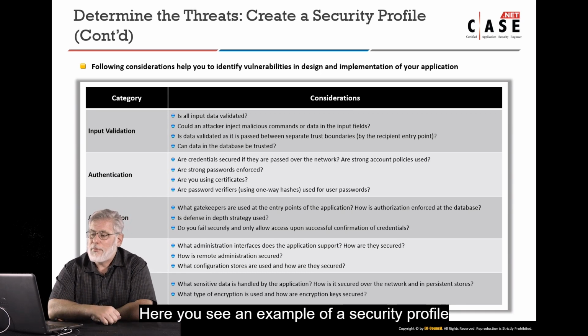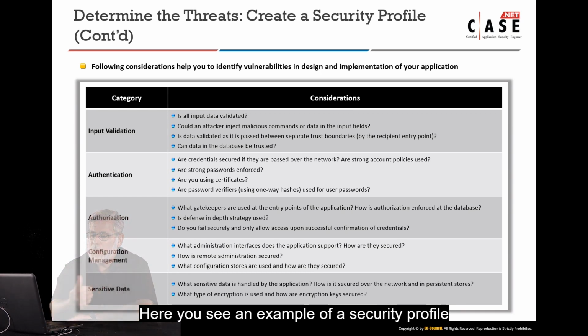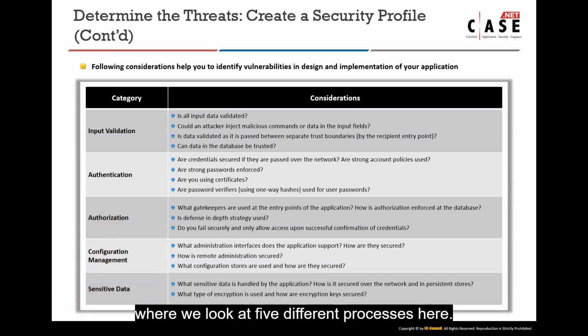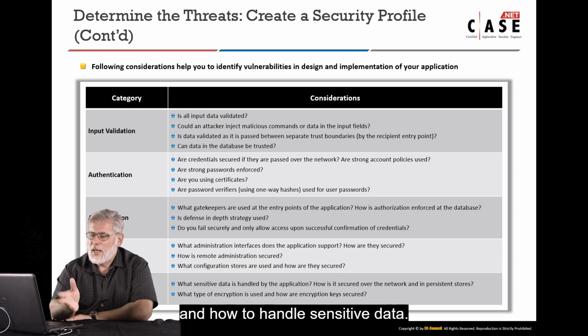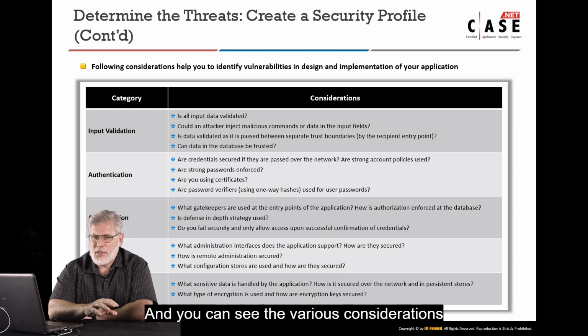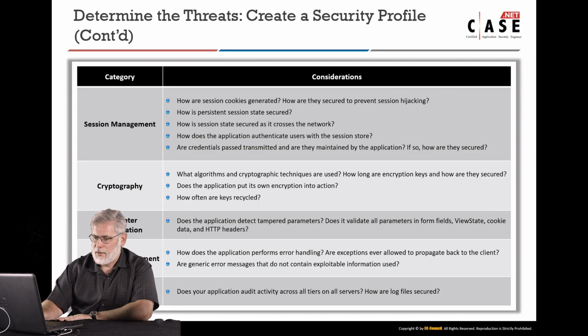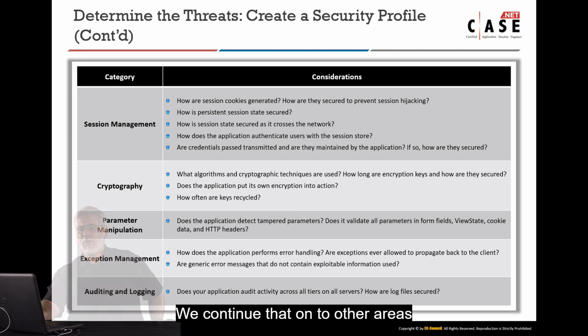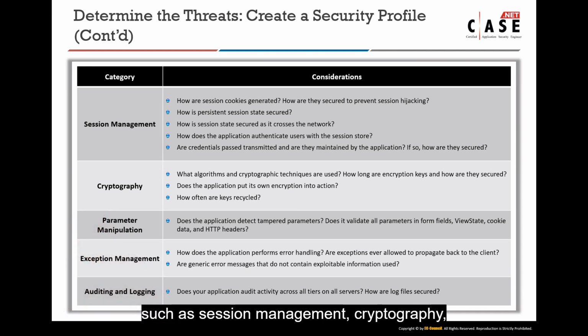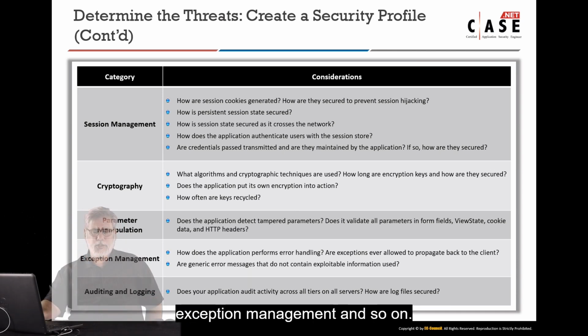Here you see an example of a security profile where we look at five different processes. We're looking at input validation, authentication, authorization, configuration management, and how to handle sensitive data. And you can see the various considerations that impact each of those areas described here. We continue that on to other areas such as session management, cryptography, exception management, and so on.